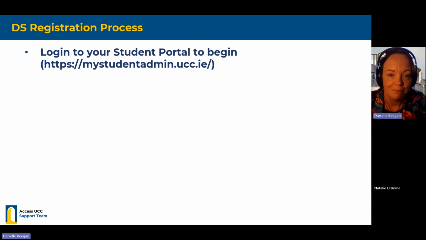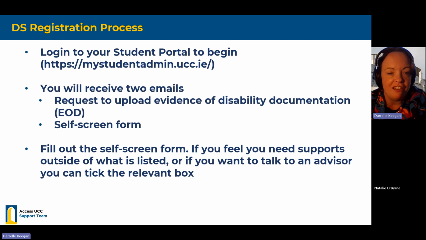If you say yes, I wish to register with disability support, you will then receive 2 emails. The first email you will receive is a request to upload your evidence of disability documentation. I'll speak about that in a little bit more detail, exactly what's required. Then the second email you will receive is a self-screen form. We ask you to fill out the self-screen form, and that'll ask you things like, you know, what you might feel you might need for exam accommodations, for example.